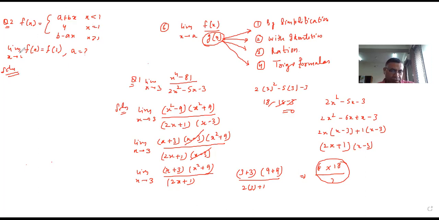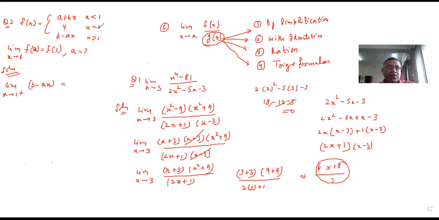So this is limit x tends to 1. That means the positive limit and the negative limit both exist. So I will just cover only one limit, maybe positive or negative; we will go with the positive. Limit x tends to 1 positive means b minus ax, because he has given that when x is greater than 1, I will use b minus ax, which is equal to f of 1.